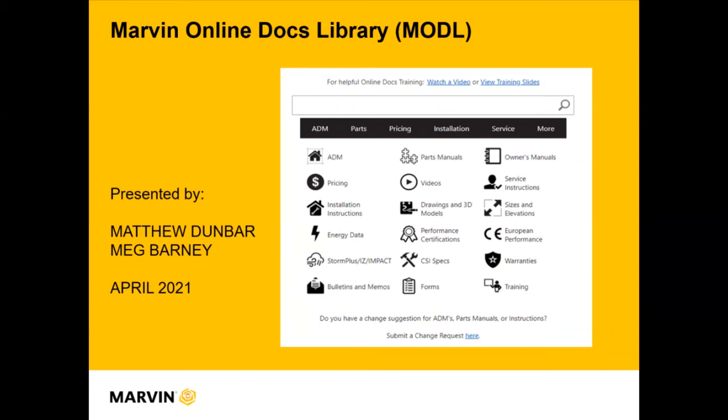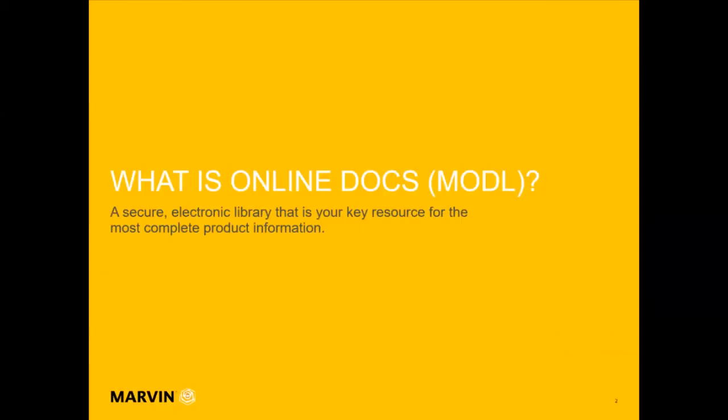Okay, so wait, what is MODL? What is Marvin Online Docs? It is a secure electronic library that's your key resource for the most complete product information. Okay, well, what does that mean? It's kind of like a gigantic Google search engine for every document that Marvin creates. So there's bulletins, there's all kinds of stuff. So we're going to go through what you're going to find in online docs.